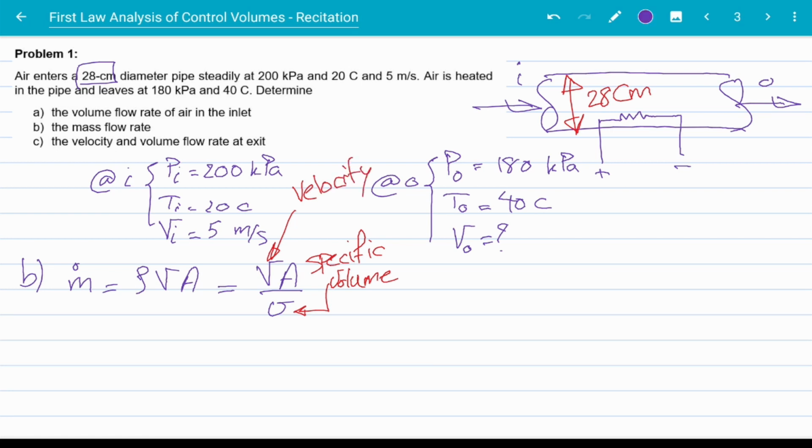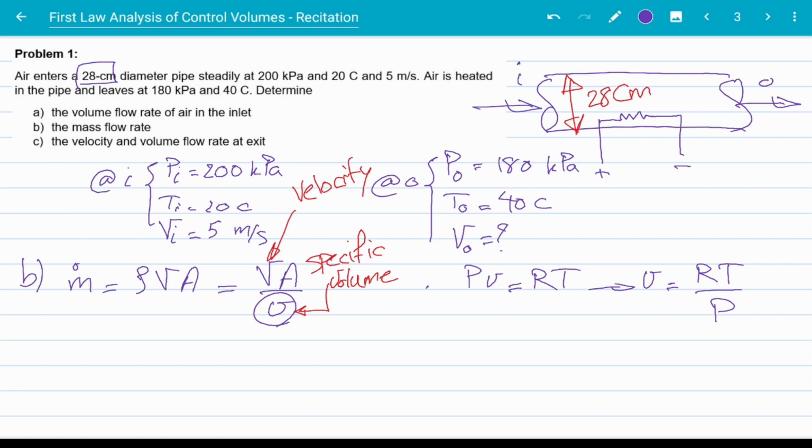Okay, but how can we find this specific volume? We are going to use the ideal gas equation here. So the ideal gas equation says pressure times specific volume is equal to gas constant times temperature. So specific volume will be gas constant times temperature over the pressure.